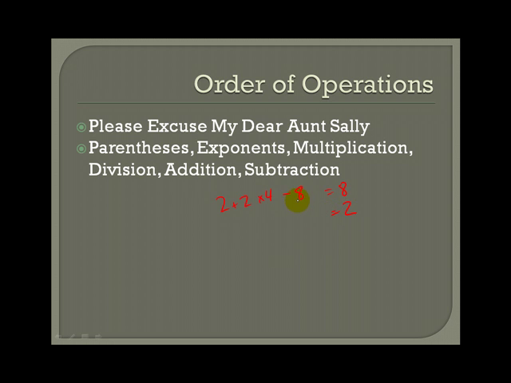Or you say 4 minus 8 is negative 4. Negative 4 times 2 is negative 8, plus 2 is minus 6. So you could do that in a lot of different ways. However, that's not the way it works. There's an order of operations, so it tells you what we're going to do. First we say, please excuse my dear Aunt Sally. Parentheses, exponents, multiplication, division, addition, subtraction. That's the order that we're going to do it in.